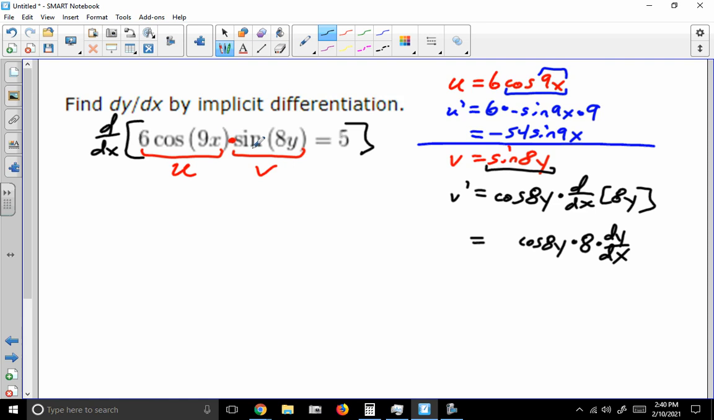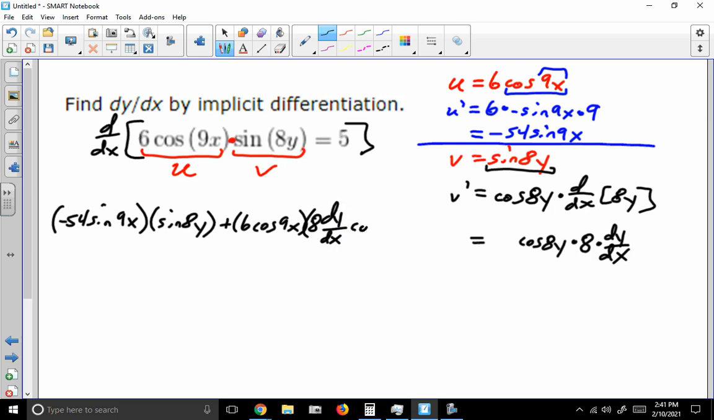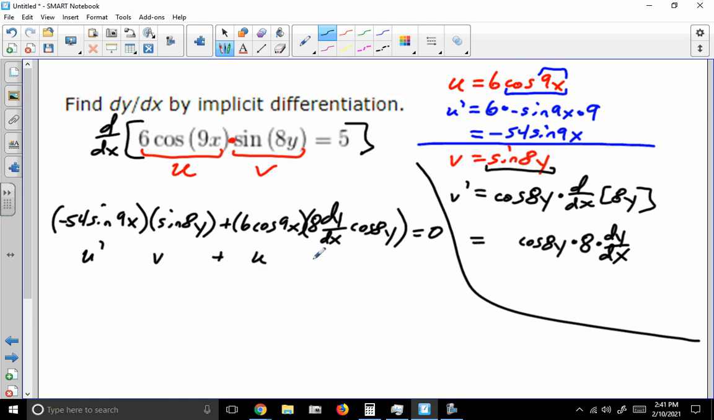So since we have our components, it's u prime times v plus u times v prime. Let's put the cosine, the 8 dy dx first, and then the cosine 8y. And then the derivative of the right side is just 0. So u prime v plus u v prime.